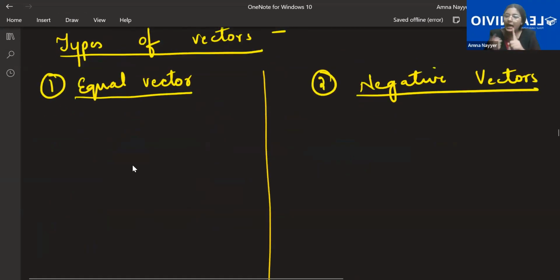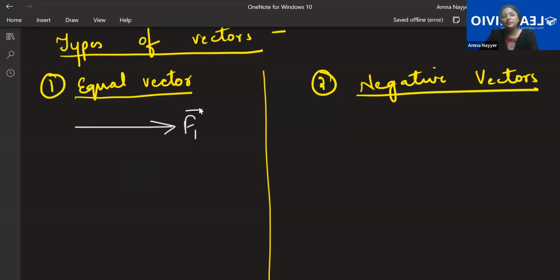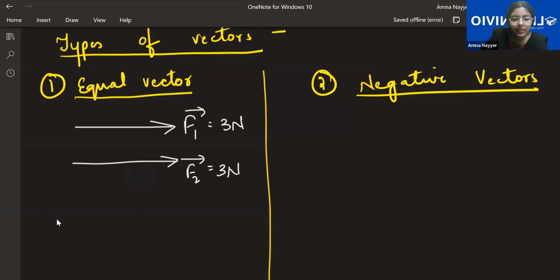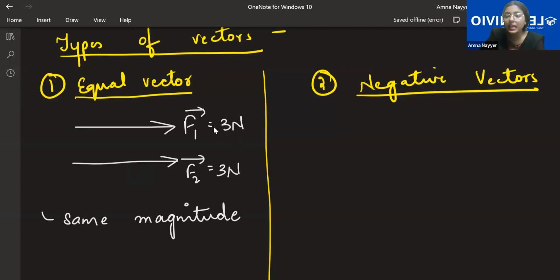Okay, let's study a few types of vectors and you can write down all these things together. Two vectors whose magnitude is the same and direction is also the same are called equal vectors. I'll write, see here. If I say one vector F1 is here, 3 Newton, F2 is there, 3 Newton. Can you see here? We have the same magnitude. Both have the magnitude 3. Yes, 3 is the magnitude.